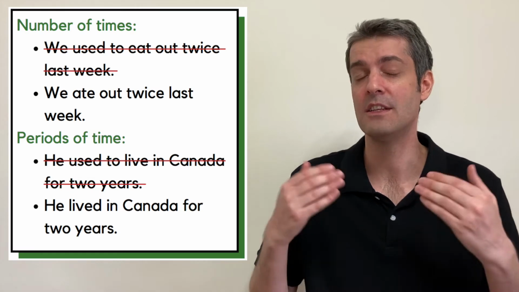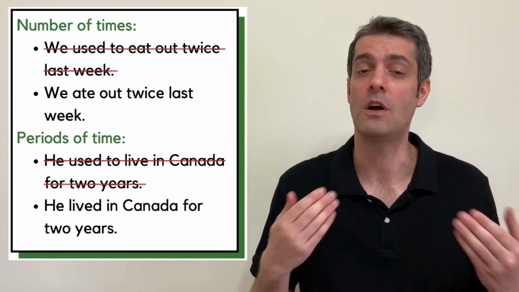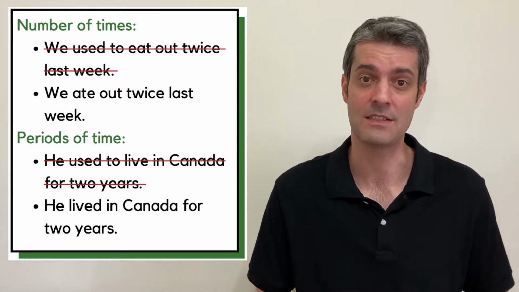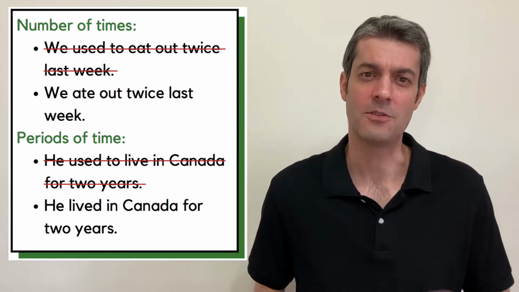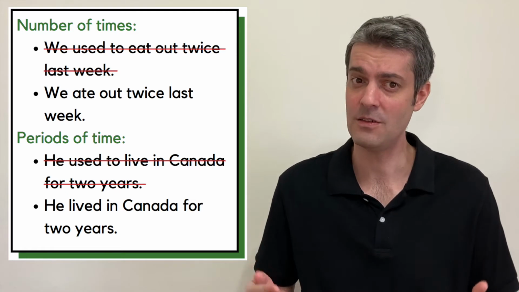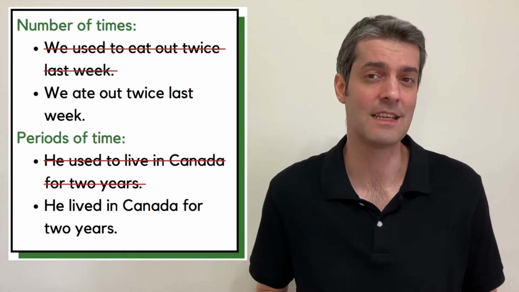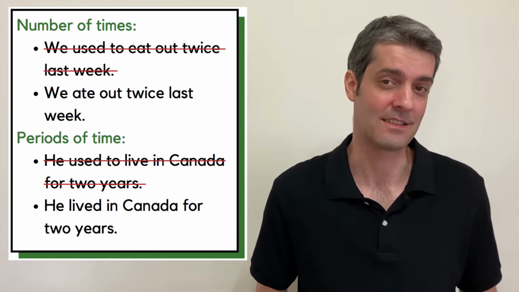If we're talking about the number of times we did something, we're also going to use the past simple tense. We won't use used to. We will not say, we used to eat out twice last week. Instead, we will use the simple past tense and say, we ate out twice last week.